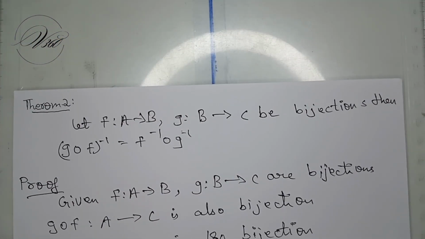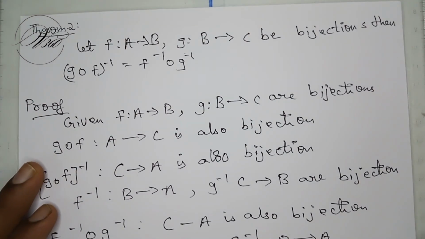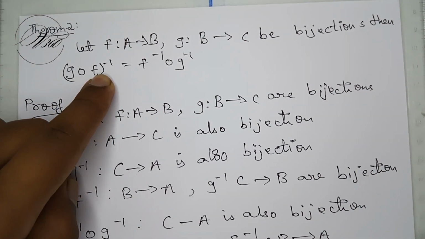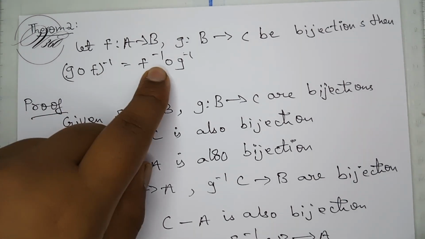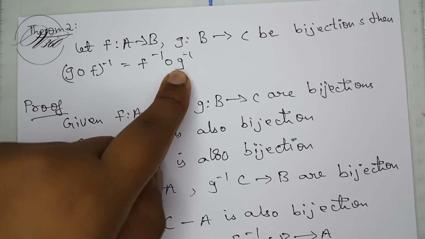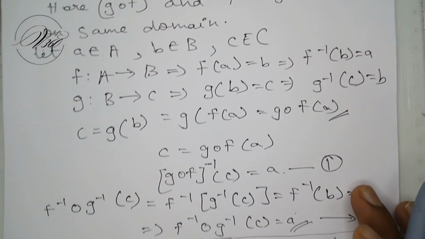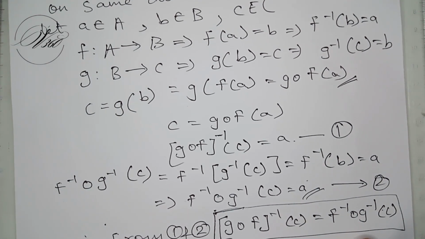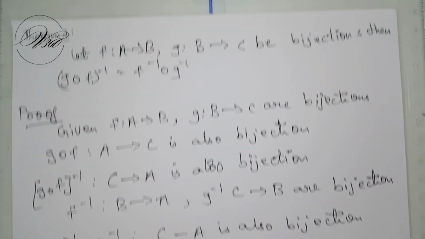In the question, what is given here? GOF whole inverse is equal to F inverse of G inverse. Right. Now, what is the answer here we got? Here also same only, no? So, the proof here we did is correct. Now, we'll go for the third theorem.